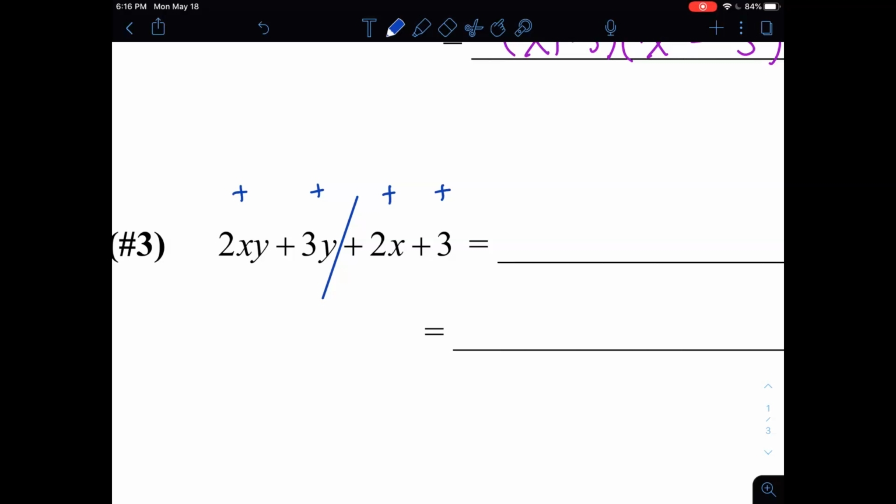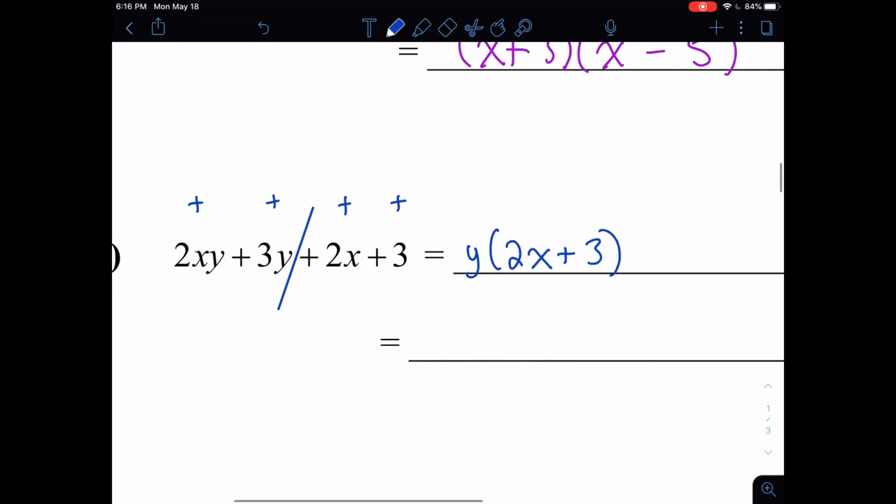We can pull out of 2xy and 3y. Well, 2 and 3 don't have anything in common, but they both have a y in common, so we can pull out a y. What is 2xy divided by y going to be? It's going to be 2x. The y's are going to cancel. And what is 3y divided by y going to be? That's going to be 3. Cool. And now the signs match, so we're going to put a plus here instead of a negative because we like the signs. We don't want to change. If we put a minus here, it's going to flip them all. We don't want to flip them all. Okay? So we're going to put a plus here.